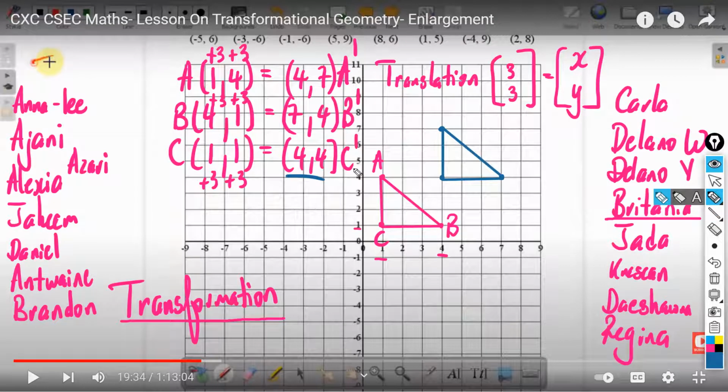All you need to do, guys, is just add it. Add the X variable and the Y variable to the ones that are already there. Make sense, guys? So this is going to be A prime, this is going to be B prime, and this is going to be C prime. And this is the translation or the transformation. Make sense, guys?